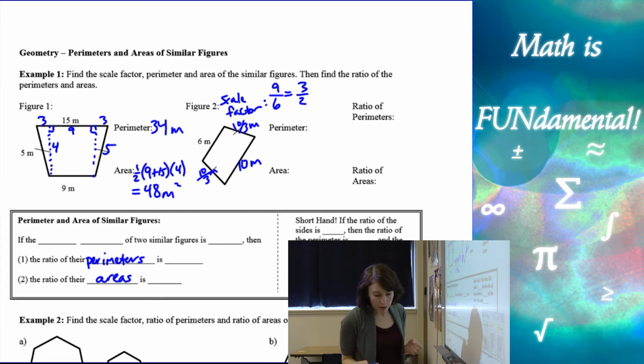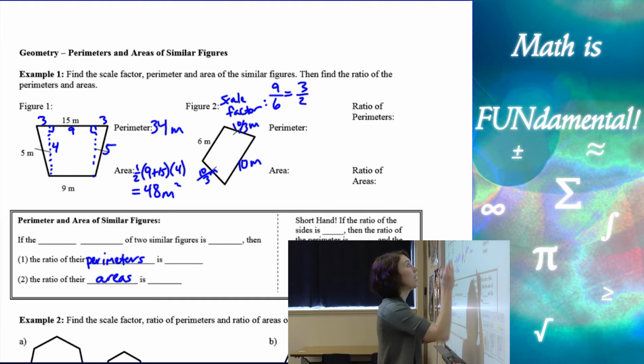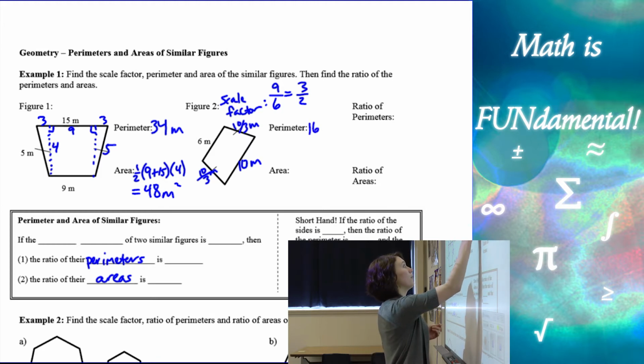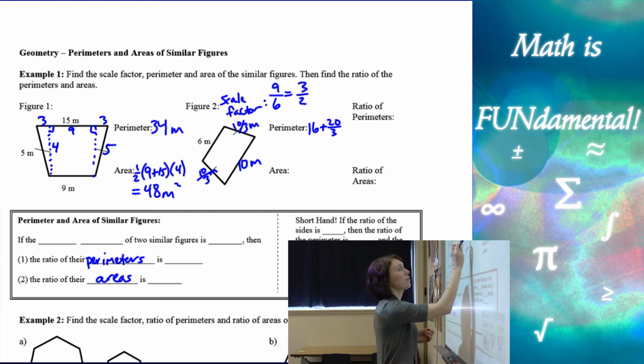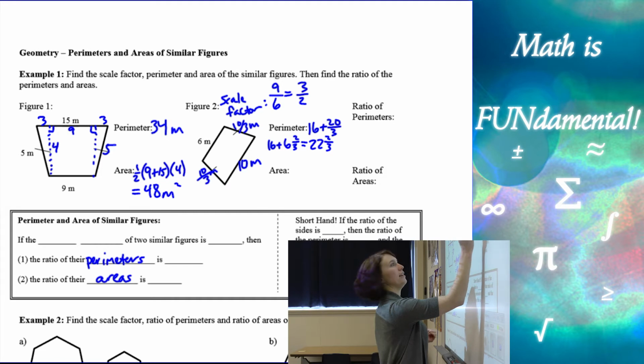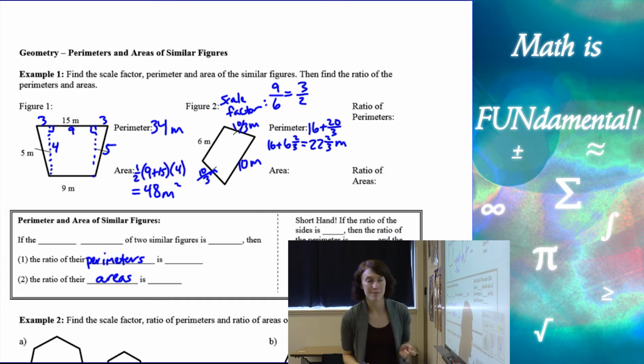So my perimeter, when I add all these together, I should get 16 plus 20 over 3. That's going to be 16 plus 3 goes into 20 6 times with 2 left over, and then that's going to be 22 and 2/3. So not the easiest number to work with, but there we go.